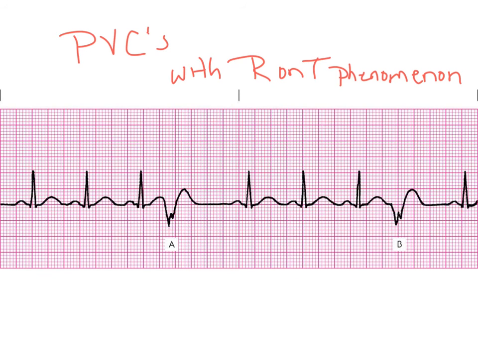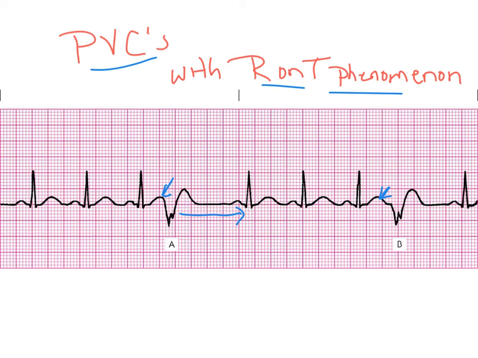Here's one I think we need to really recognize. We definitely have premature rhythms. They are wide and complex. They have a compensatory pause. But the PVC is hitting right on that T wave. See it? Right on that T wave. This is what we call an R-on-T phenomenon. Very dangerous. Very dangerous. You may get one that doesn't cause any trouble.